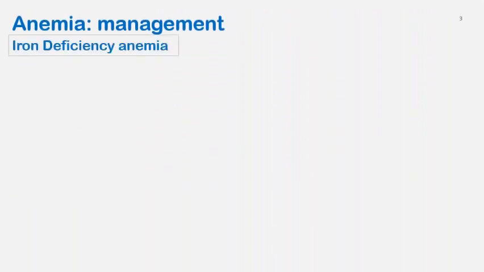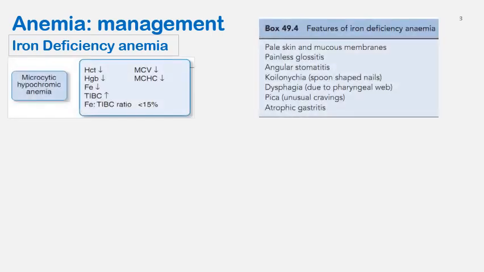Now for management. The management of anemia depends upon the diagnosis. We should diagnose the cause of anemia and then manage it. The first type of anemia is iron deficiency anemia. In the lab data, under the microscope, it is microcytic, hypochromic anemia. The hematocrit is lowered, hemoglobin is lowered, and the concentration of iron in the blood is low.